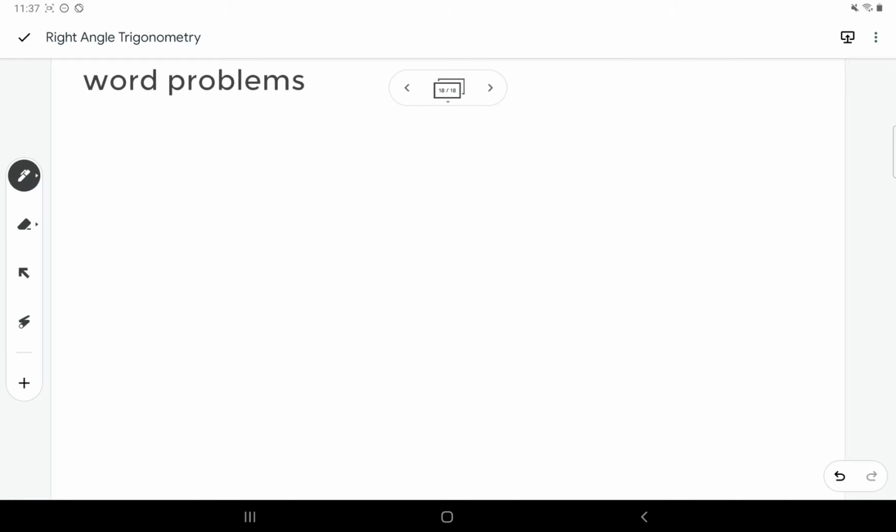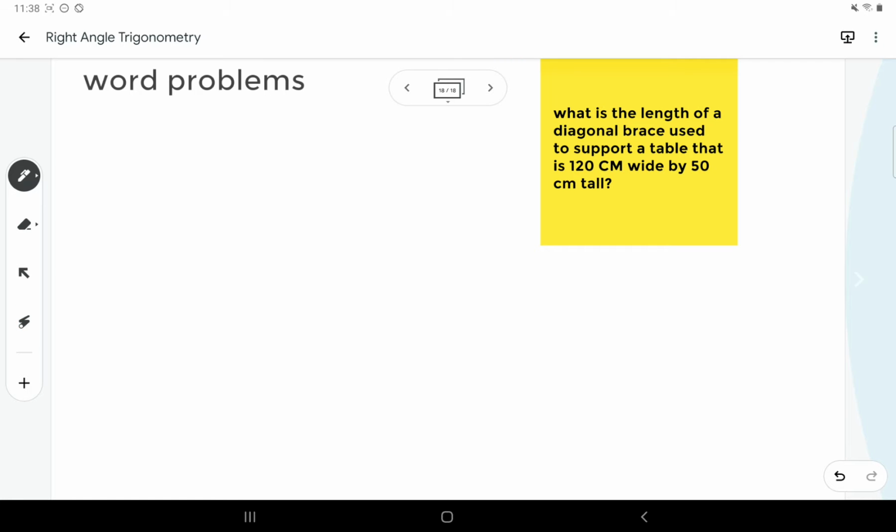So let's talk about everybody's favorite, word problems. Okay, it's basically just math in a sentence. So we'll pull up a word problem here. Okay, so there's the question.